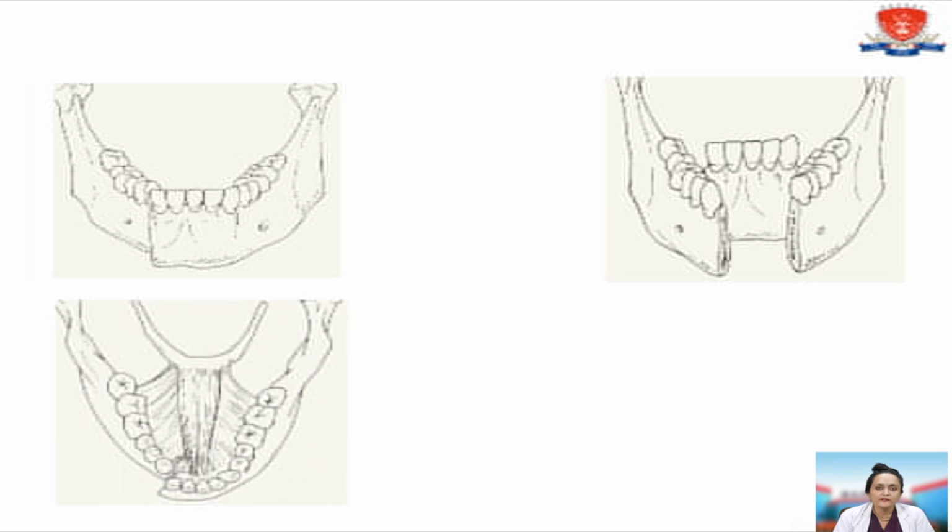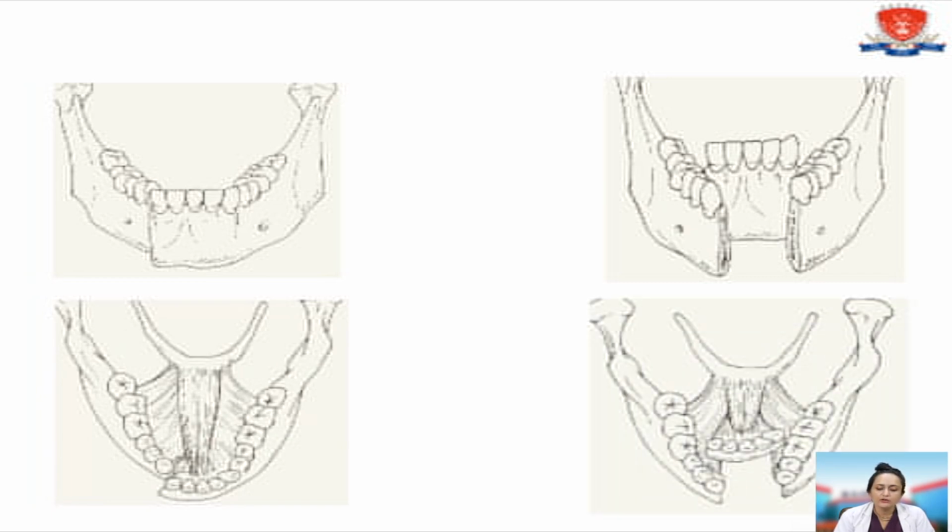Fractures also can be favorable or unfavorable in the anterior mandible as well. And the muscles which mainly act are the mylohyoid, the genioglossus, and the geniohyoid. They will pull the fragment towards the hyoid bone behind.